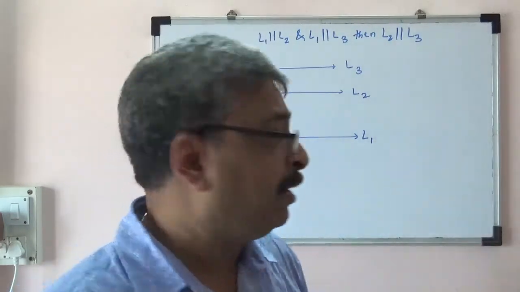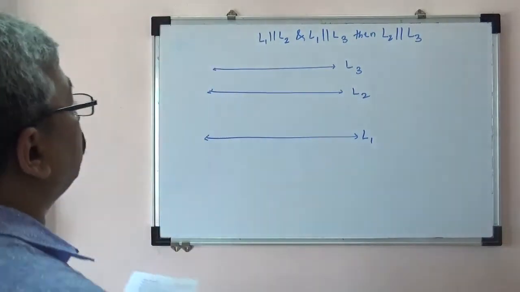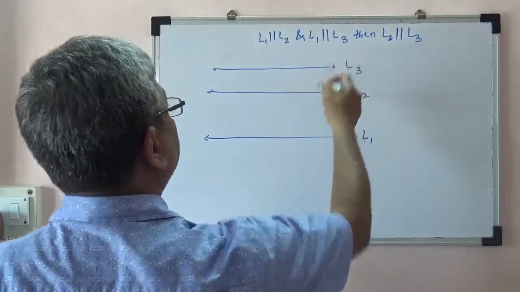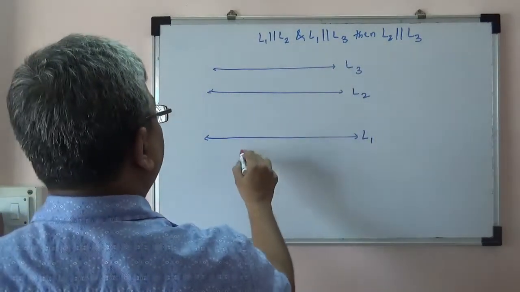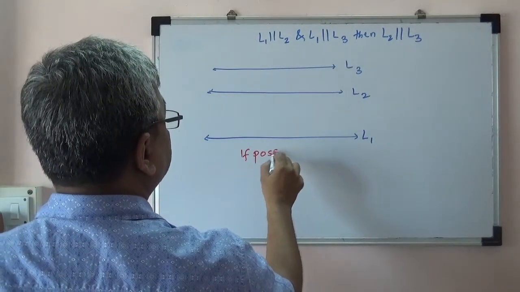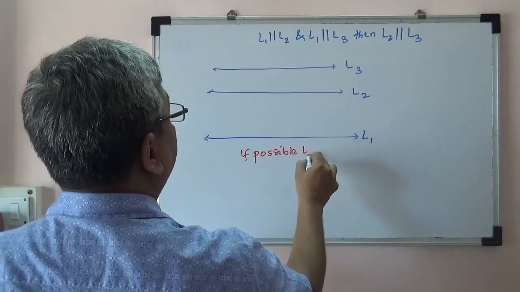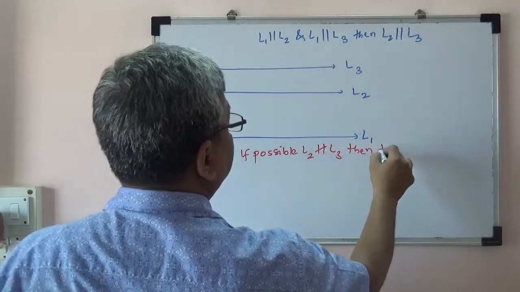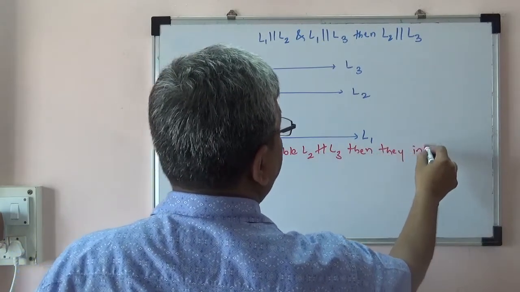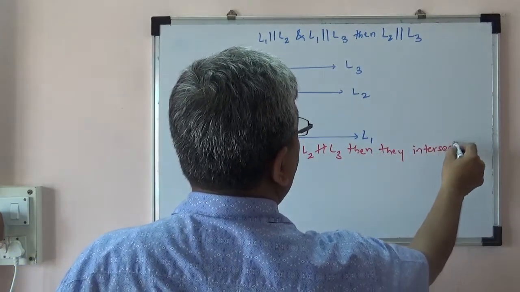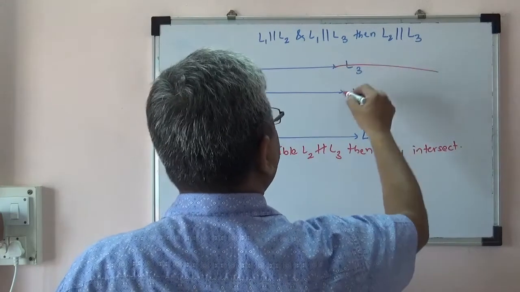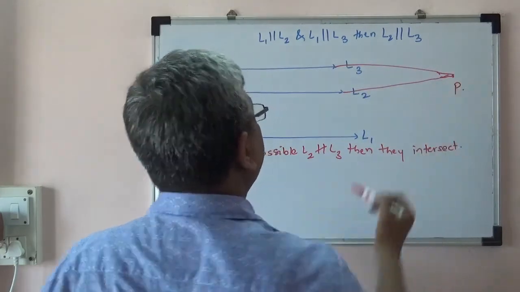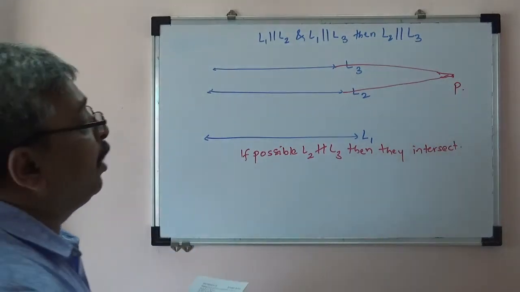But the simple-minded, very easy proof goes like this. If L1 is parallel to L2 and L1 is parallel to L3, and if possible L2 is not parallel to L3, then they intersect. Maybe the distance is long, but they will intersect somewhere. Let them intersect at point P. Then we have a contradiction.